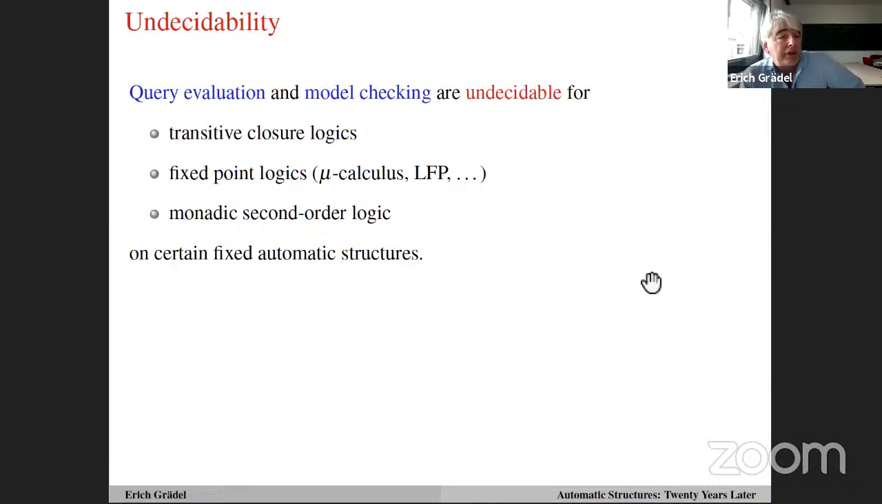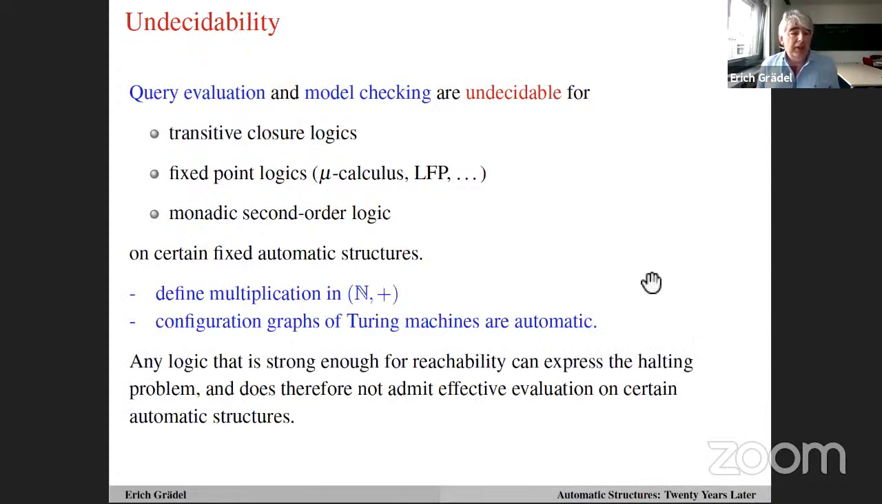Now, on the other side, problems like query evaluation and model checking are undecidable for extensions of first-order logic, such as transitive closure logics, fixed point logics, or monadic second-order logics on, of course, not all, but on certain automatic structures. The reason for this is, first of all, with these logics one can define multiplication from addition. So once we have addition, which is an automatic structure, and then we add multiplication, we get a structure where everything is undecidable. With fixed point or transitive closures, it's not difficult to find multiplication.